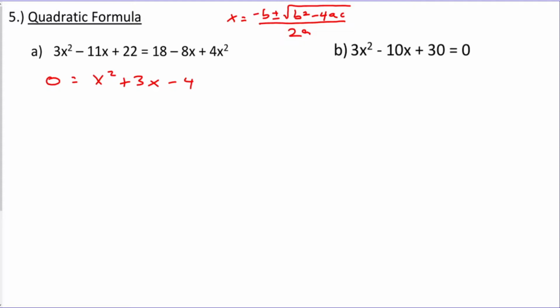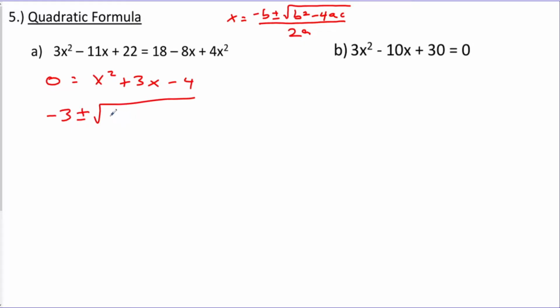So that means for this problem, we're going to take the value in front of x squared, which is 1, that's my a value. b is in front of x. c in this case is by itself, that's the negative 4. And we're going to plug that information into this formula. So this is what it will look like. We're going to say negative 3 plus or minus the square root of.